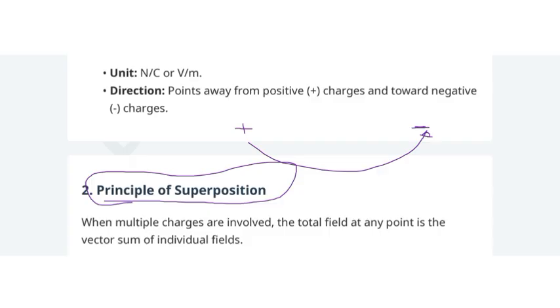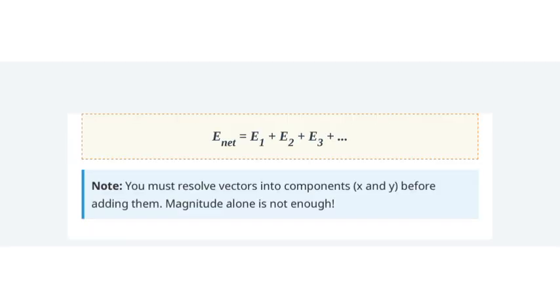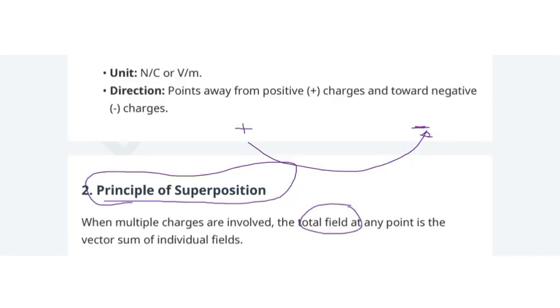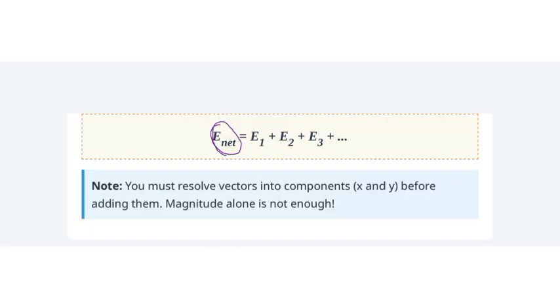And what does this principle state? This principle states that when multiple charges are involved, then the total field at the point is the vector sum of the individual fields. So let's move on, then you will understand what I'm talking about. You can see the total field, which is E net, is the vector sum of the individual fields, right? Field 1 plus field 2 plus field 3, depending on the number of fields that are presented, it will give you the total field.